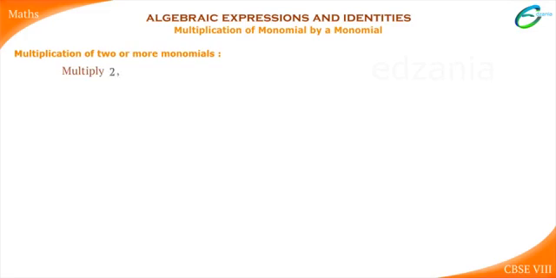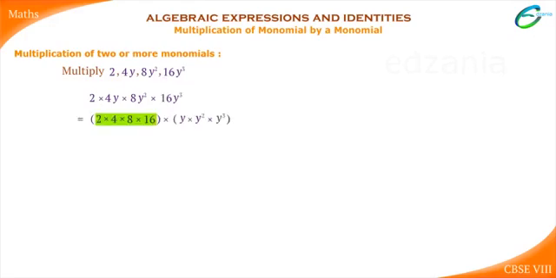Multiplication of 2, 4y, 8y square, and 16y cube. 2 into 4y into 8y square into 16y cube. By multiplying 2, 4, 8, and 16, we get 1024. And multiplying y, y square, and y cube, we get y raised to 6 by adding the powers of y, according to the exponential law.